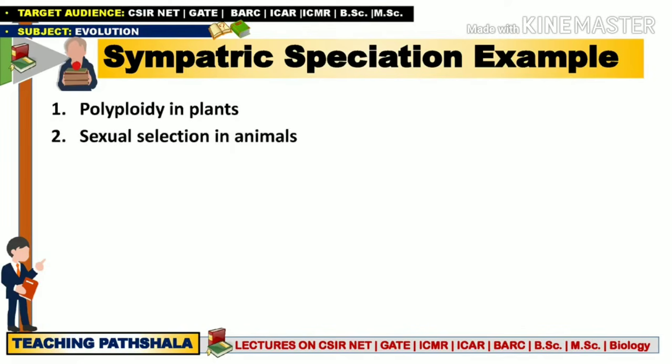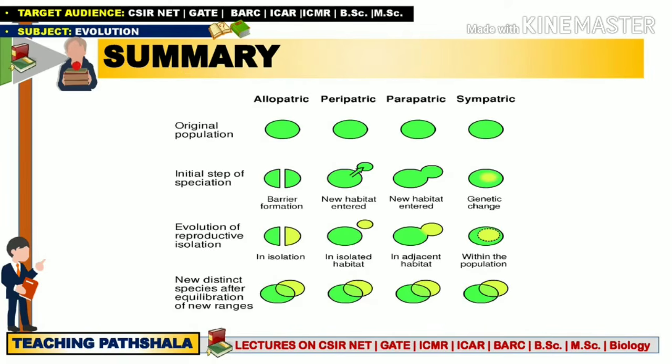The example of sympatric speciation in the case of plants is the polyploidy condition in plants. And if we talk about animals, sexual selection in animals is a very good example of sympatric speciation. So this is a summary of all four types of speciation. First is allopatric, in which geographical isolation works as a factor, and the isolated population we get is going to have a very large size.